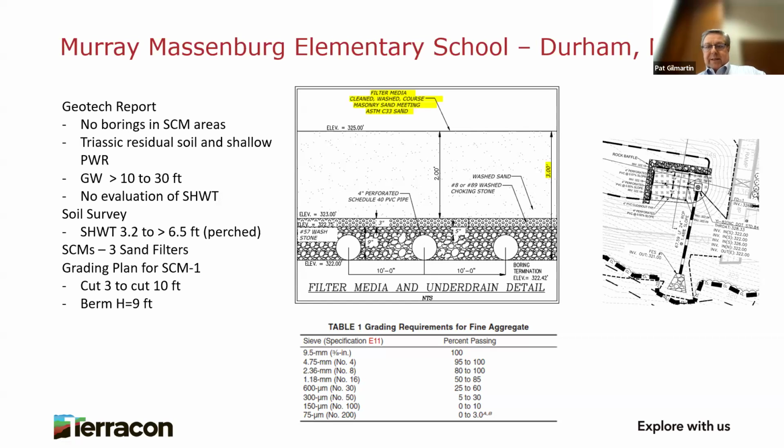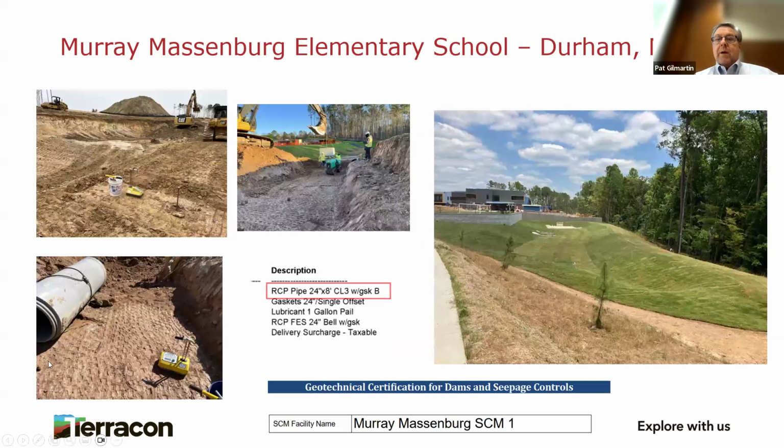The sand filter media consists of 3 feet of that ASTM C33 sand, basically fine aggregate concrete sand. And, you know, they just got a grain size cert from the quarry, said this is what we're bringing. And we said, okay, that was fine. The grading plan and the material looked fine when we saw it on the site. The grading plan showed about 3 to 10 feet of cut, though, to get to the bottom of the sand filters, and it did have an earthen embankment about 9 feet high on one side of it.